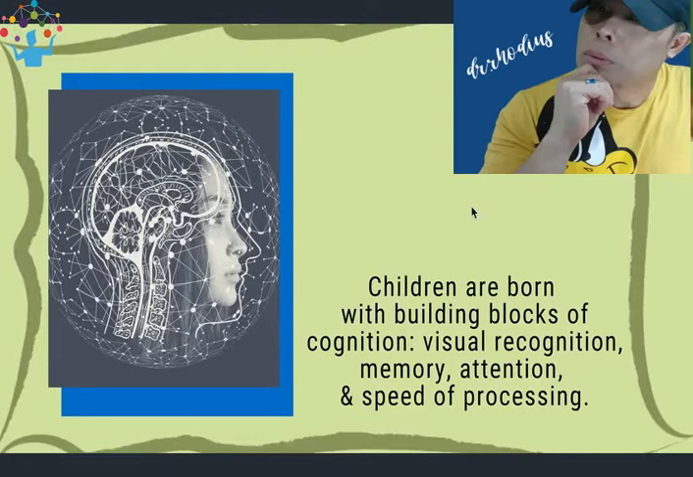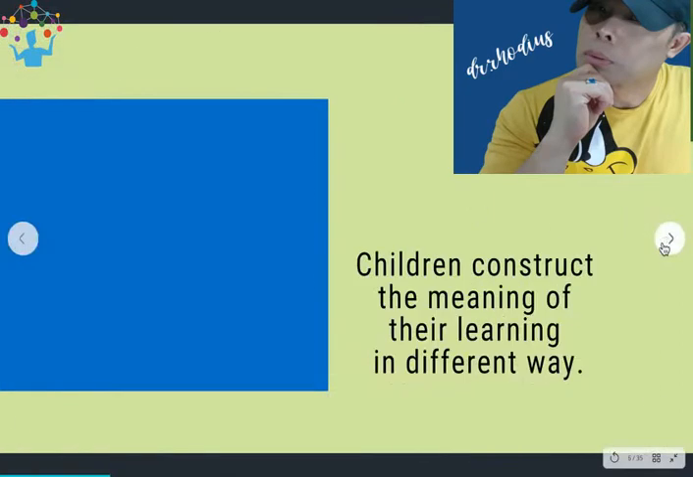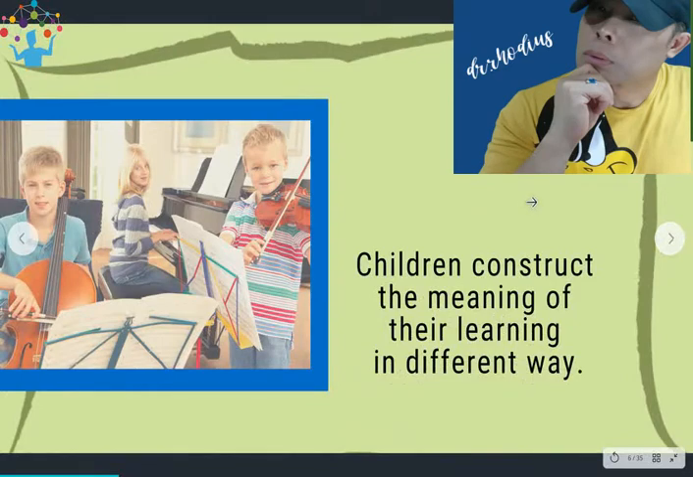You will also have to remember this when we're talking about the way children think. Children have different ways of processing information, different speed and time of processing, primarily because of individual differences in the way they use their experience, their sensory memory, and other brain processes. Again, children construct the meaning of their learning in different ways.